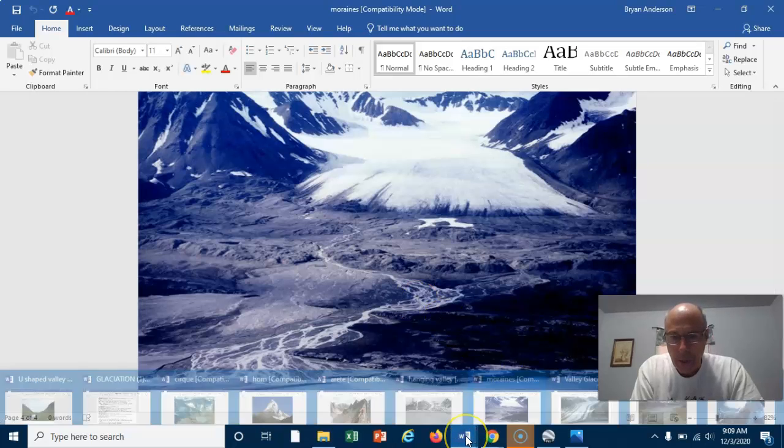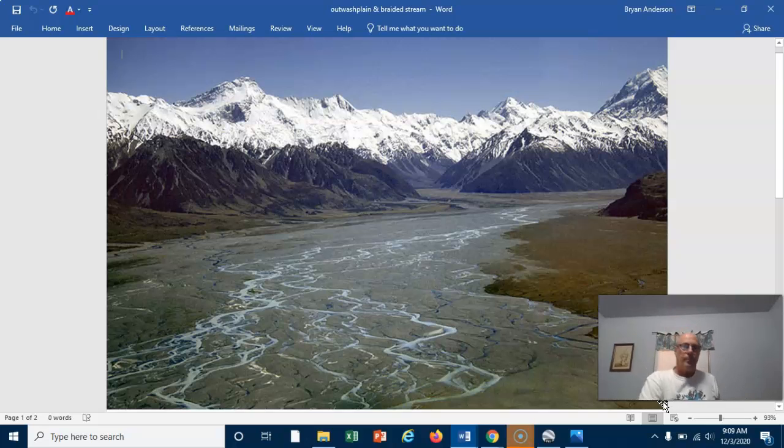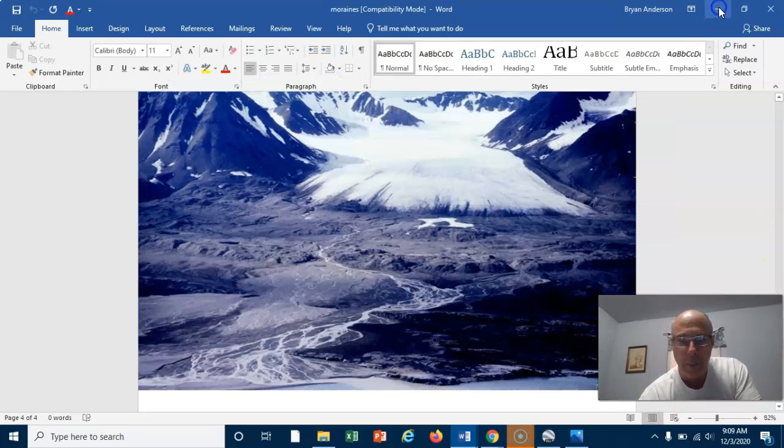I'm going to switch to another screen here. Got to get comfortable. Actually, I might go back to that former one for just a little bit.